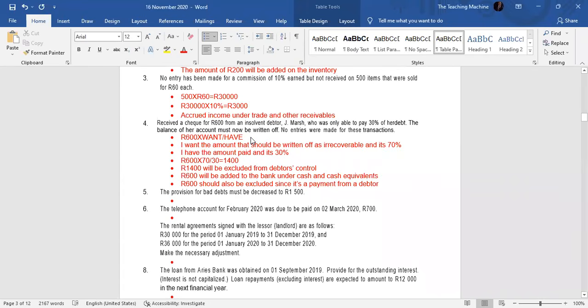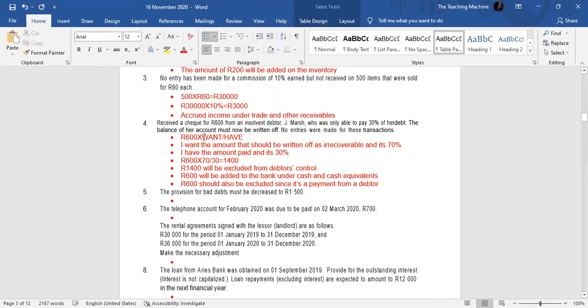Now, number 4 says: received a check for 600 from an insolvent debtor, J. Marsh, who was only able to pay 30% of her debt. The balance of her account must now be written off. No entries were made for these transactions. The first thing that we did was to work out the balance that needs to be written off as irrecoverable.